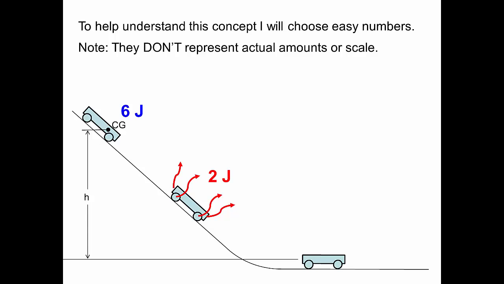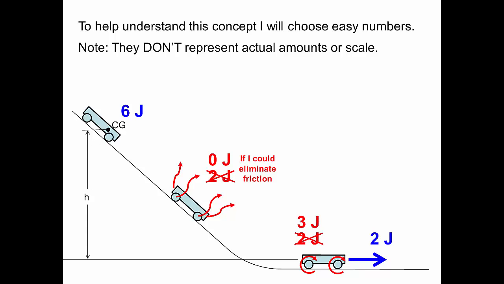As it comes down the track, let's assume that we lose 2 joules to friction losses and wobbling. We lose 2 joules to rotational kinetic energy, and 2 joules is put into our translational kinetic energy. What if we could eliminate the friction? If that were completely removed, then that energy has to go somewhere. So some of it would go to the rotation of the wheels, and some of it would go to the translation of the Pinewood Derby car. So the car, in turn, would go faster.